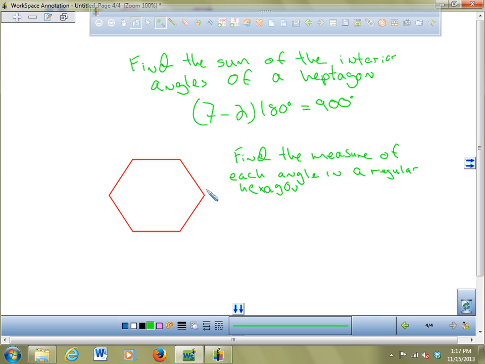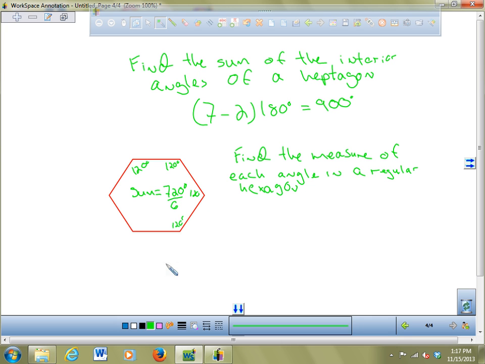What's the sum? The sum is 720, so you just divide by 6. So the sum is 720 divided by 6. What does that mean? 120 degrees apiece, okay? See that? 120, 120, 120, 120, right?